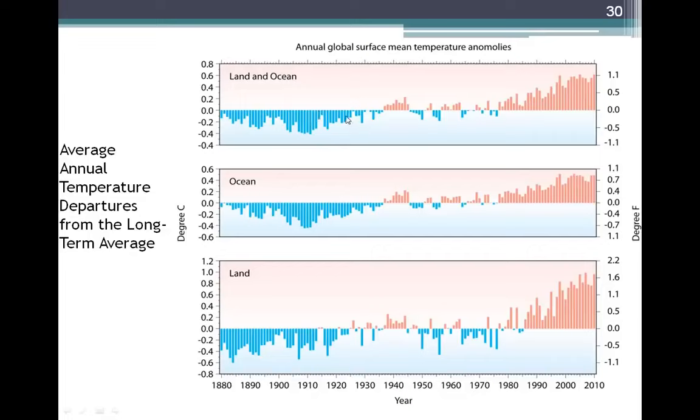So compare that to what was going on in the earlier part of the 1900s and late 1800s. You see that we had below average temperatures. Now they're all above average.